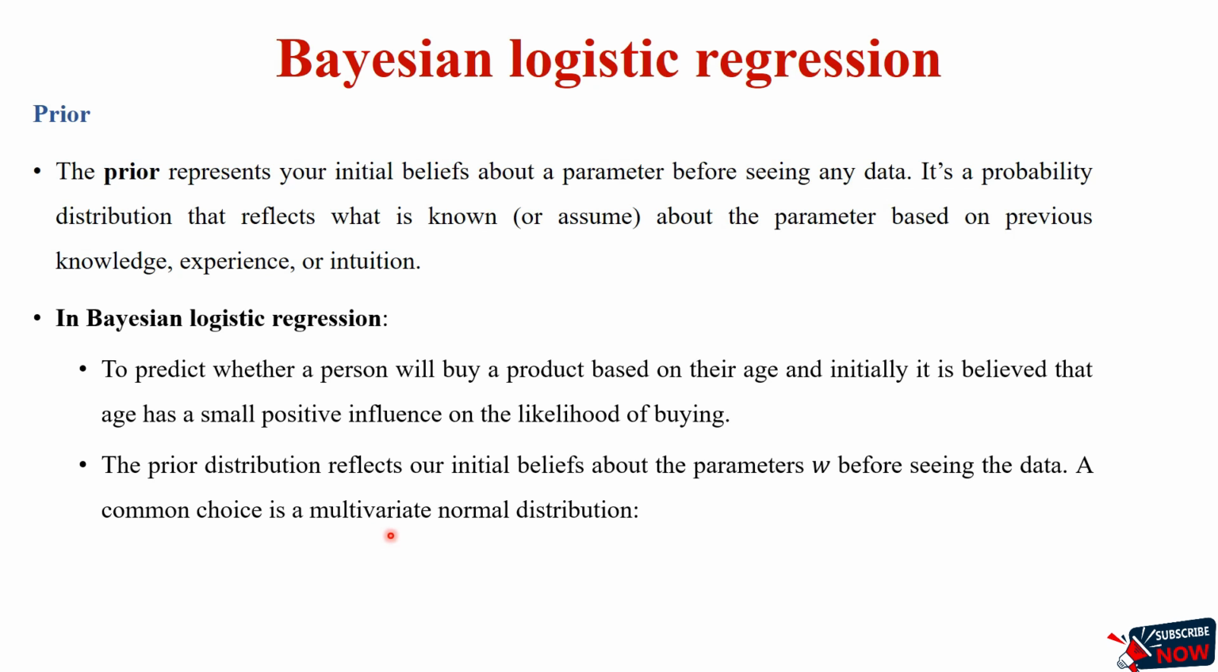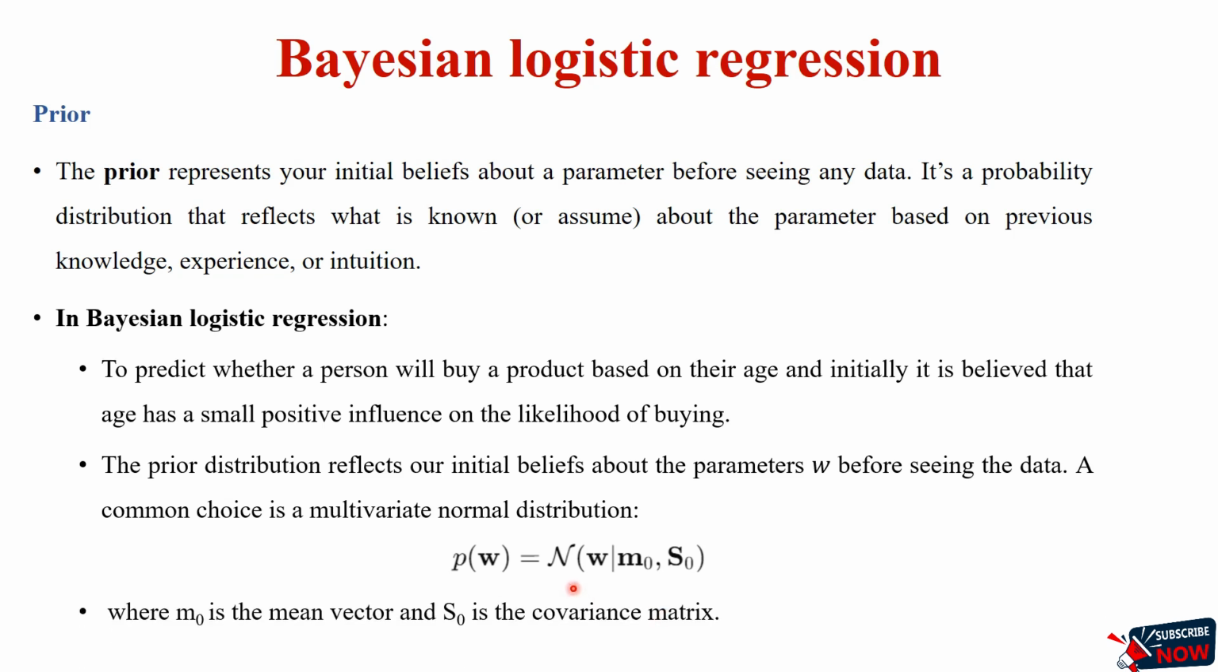A common choice is a multivariate normal distribution, which is represented as P of W, and this is the distribution where M naught represents the mean vector and S naught represents the covariance matrix.